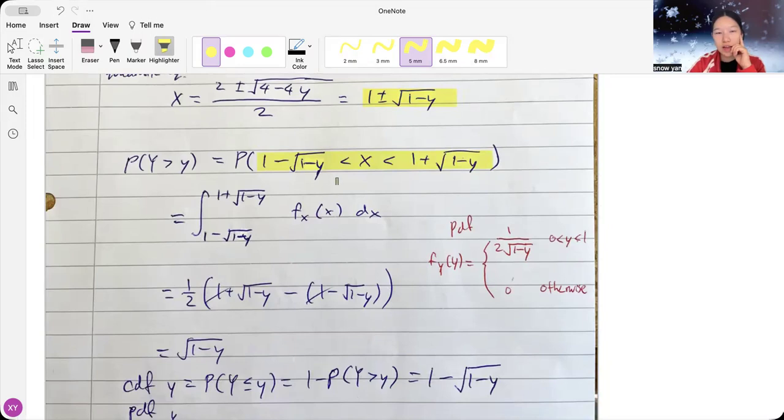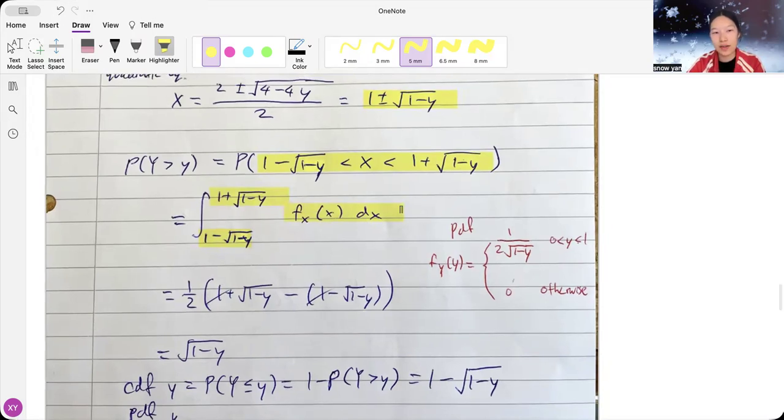And then from there, we know that, okay, if we have this, right, we just take these as the boundary cases and then take the integral of this, f of x, because we know what f of x is. So hence, what we have is 1 over 2 and then we have the first thing minus the second thing, and then we would get square root of 1 minus y.